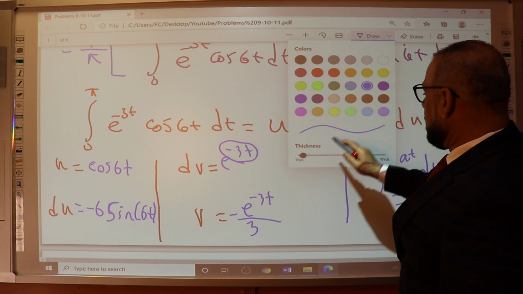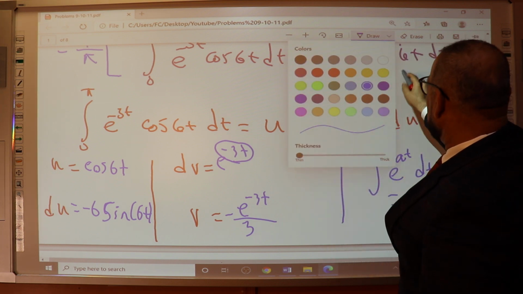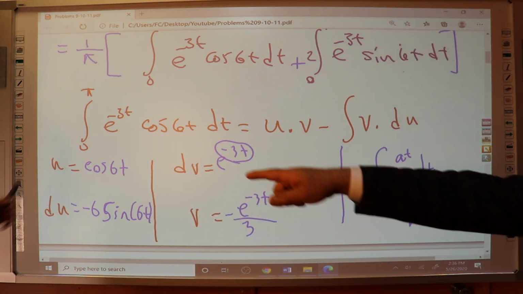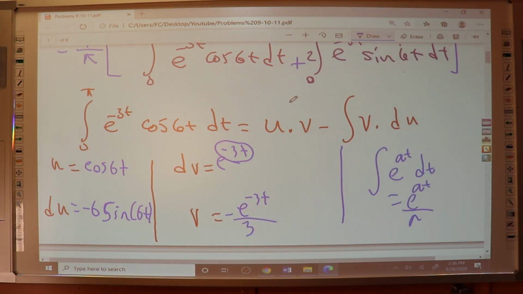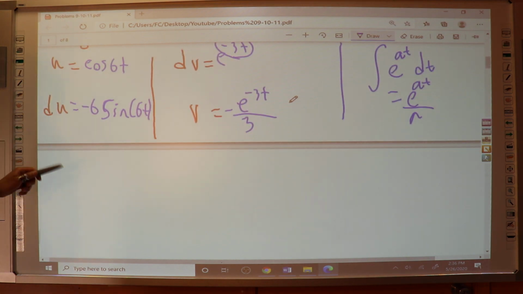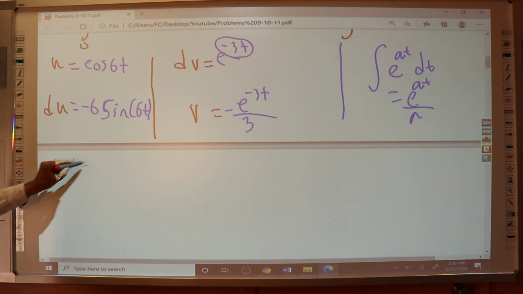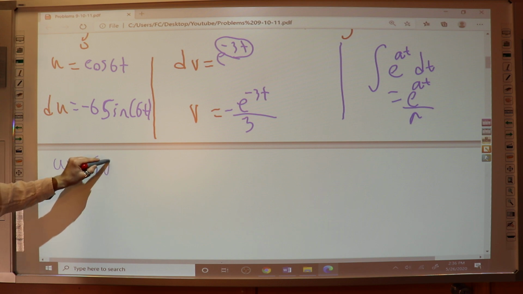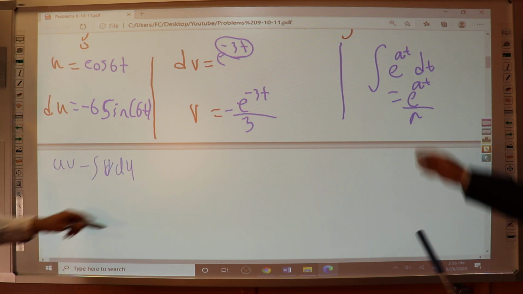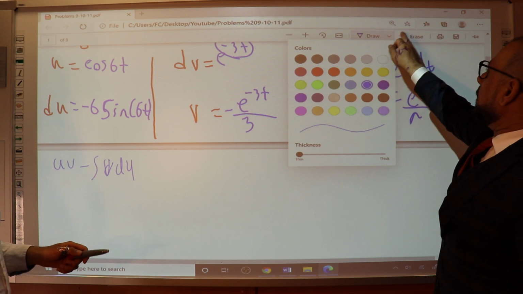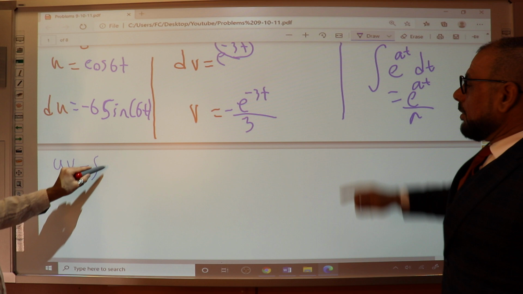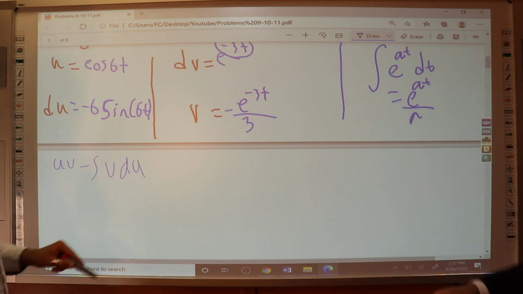Okay, you want me to continue? Yes, continue now. Same color? Yes. So just remember the base formula is uv minus the integral of v du. No, erase it. We need everything to be well organized. Okay, finish here. You can go ahead.